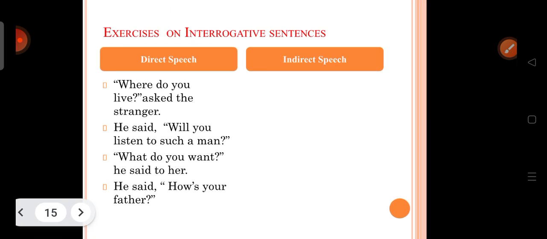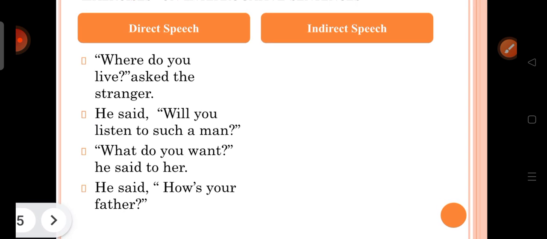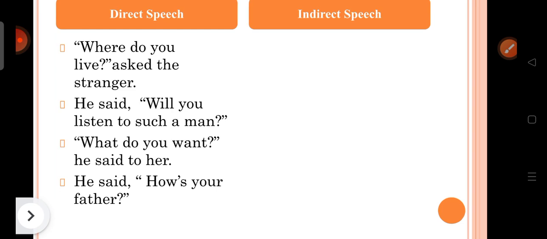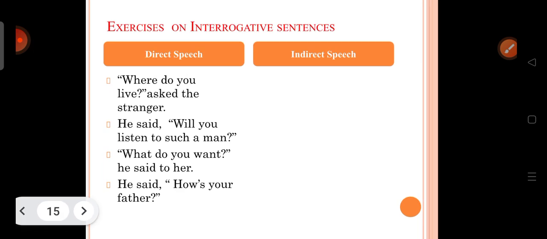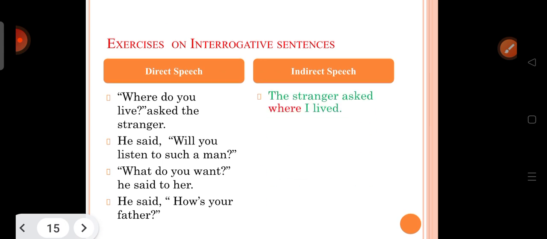Next one. So, there are examples. "Where do you live?" asked the stranger. So, how do you change it? Try to answer it with what I told you. When there is a question word, so WH questions, nothing to add, but if it is a yes or no question, use if or whether. The stranger asked where I lived. "Where do you live" means the person was asking me, so I have to use I.